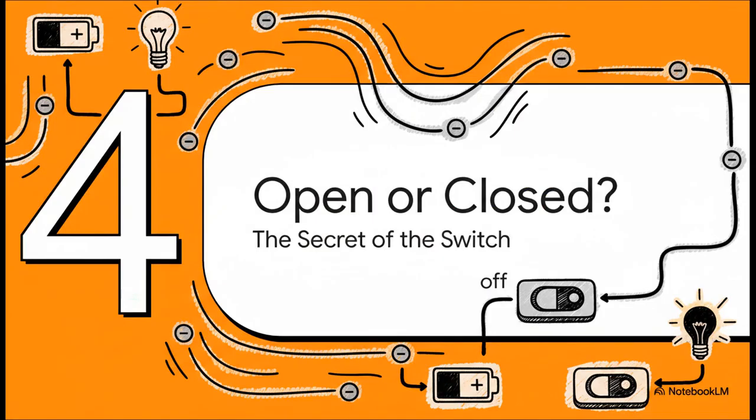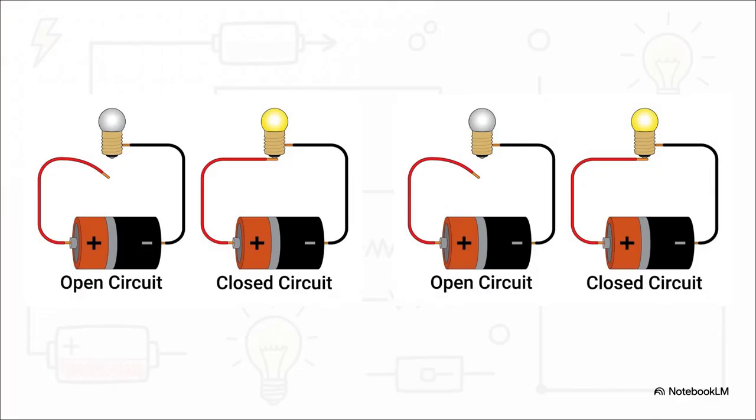Okay, we've got all the pieces now. We know about electrons, we've got our 3 ingredients, and we know the golden rule of the racetrack. So it's time. Let's put it all together and finally solve the secret of the switch. And suddenly, when you look at this picture again, it all clicks, doesn't it? The dark bulb is in an open circuit. The racetrack is broken. The lit bulb? That's in a closed circuit. The path is complete, which lets the electrons flow and do their job.